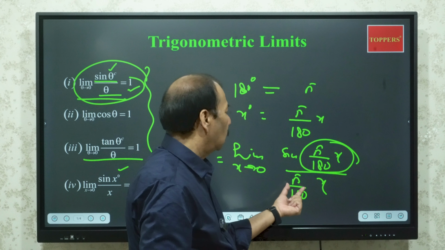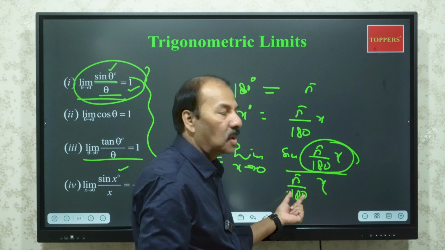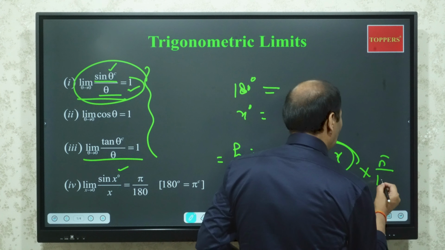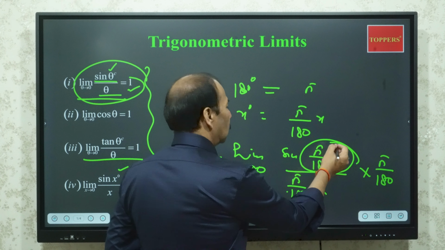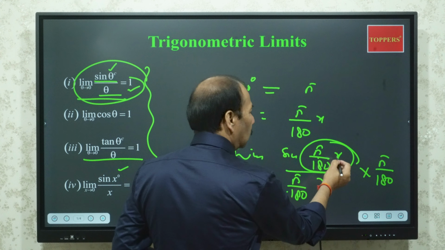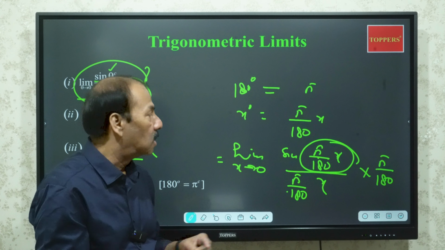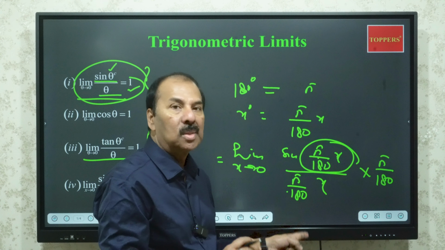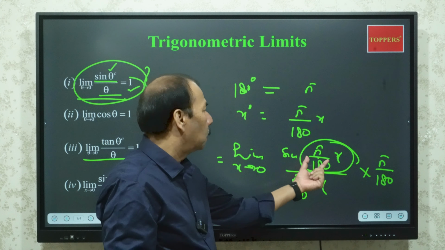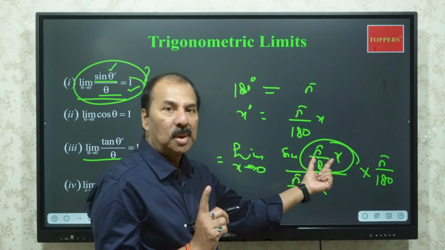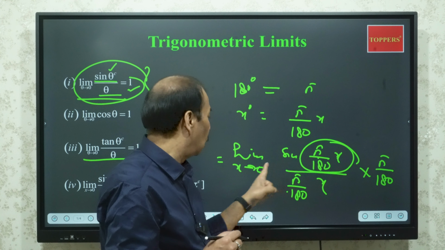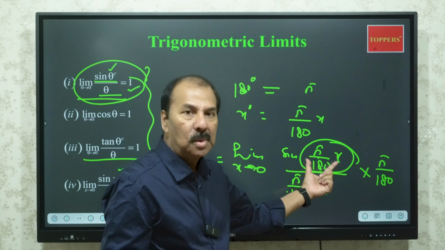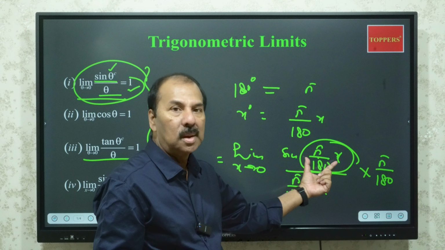If we consider this extra pi upon 180 in the denominator, then we need to multiply the numerator by the same quantity, pi upon 180. Now this entire quantity, pi upon 180 into x, is considered as theta, and the denominator is also theta, so sine theta upon theta when theta tends to 0 is 1. If x tends to 0, this entire quantity tends to 0, so in that case also theta tends to 0.